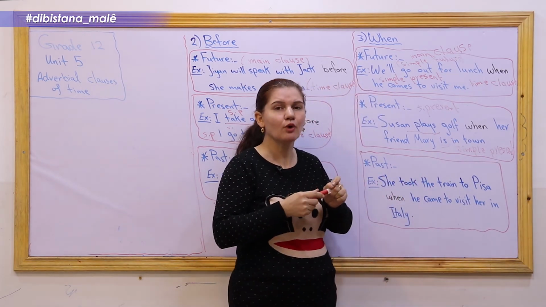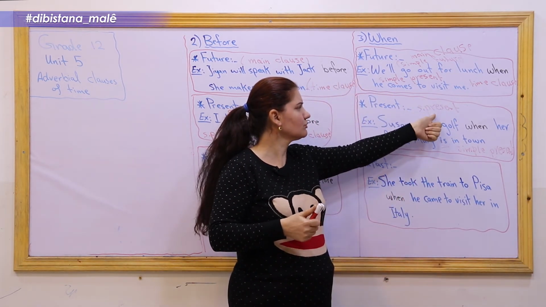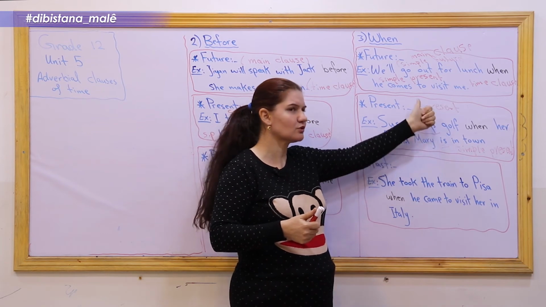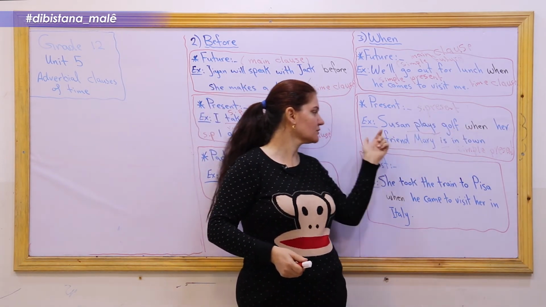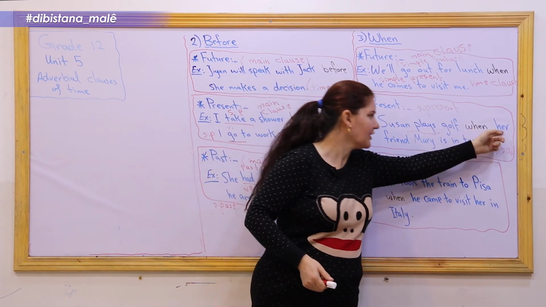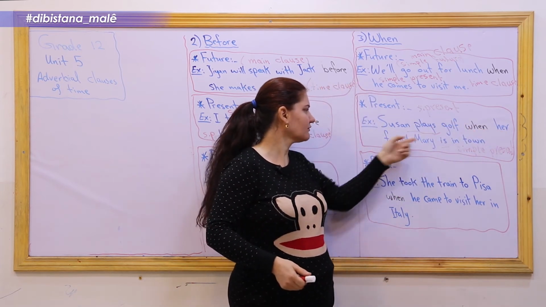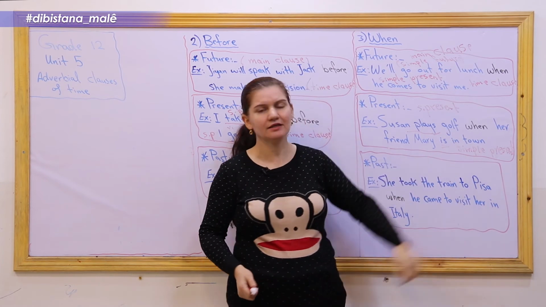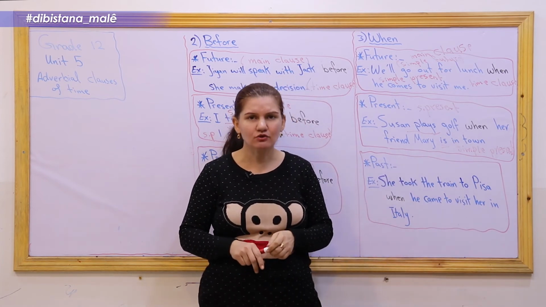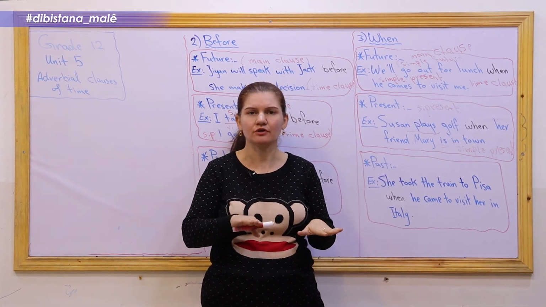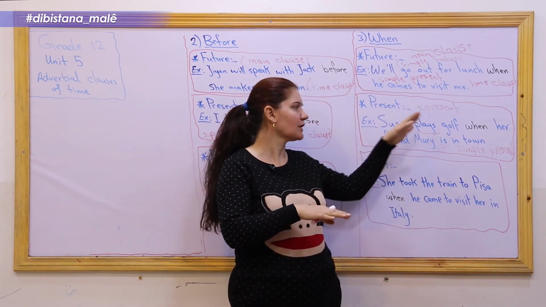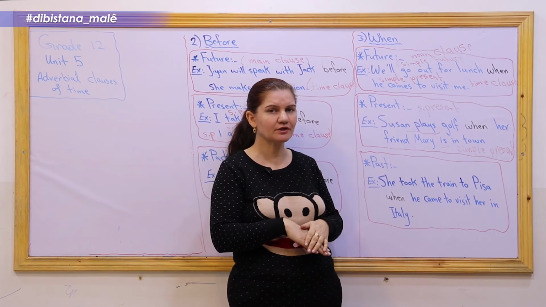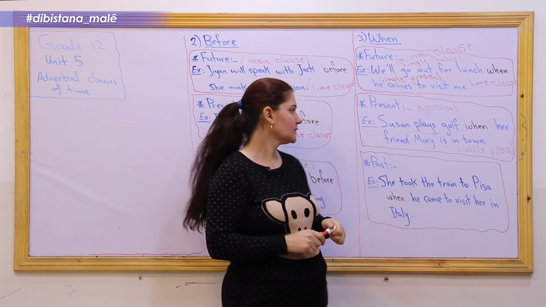The tenses of the two actions: here we have the main clause in the simple present, and we have the time clause, when her friend Mary is in town, again in the simple present. The two actions happen together: Susan plays golf when her friend Mary is in town.